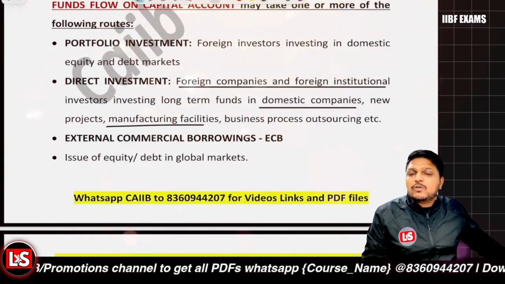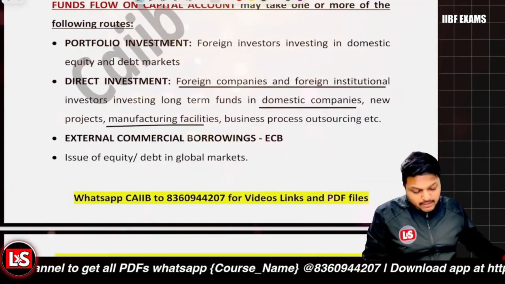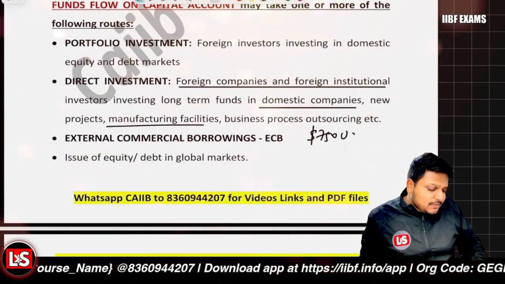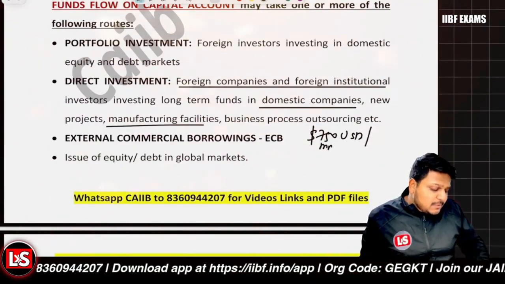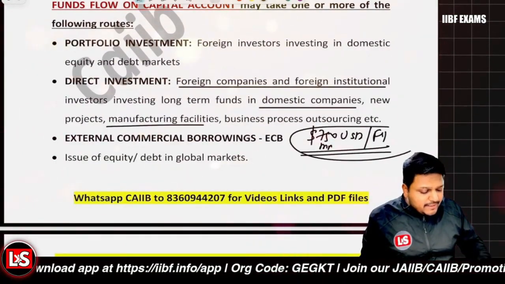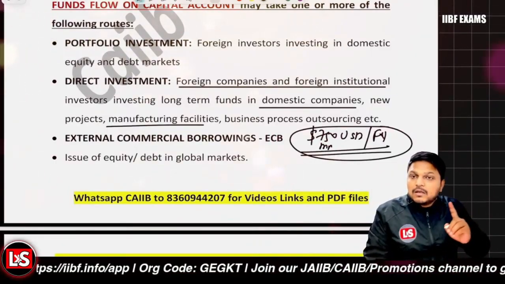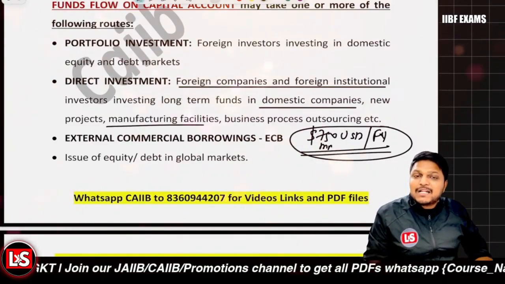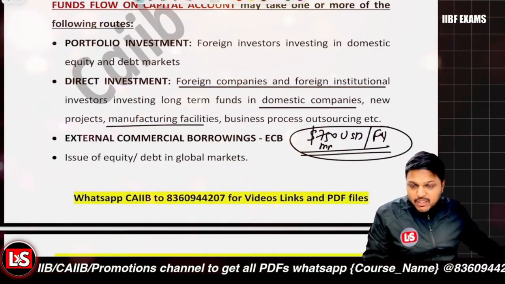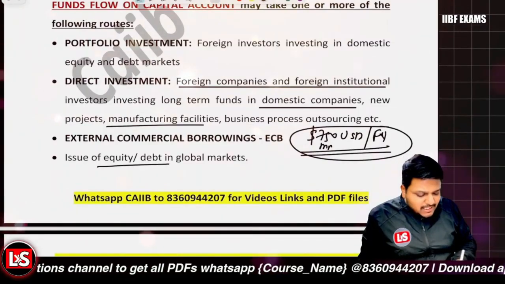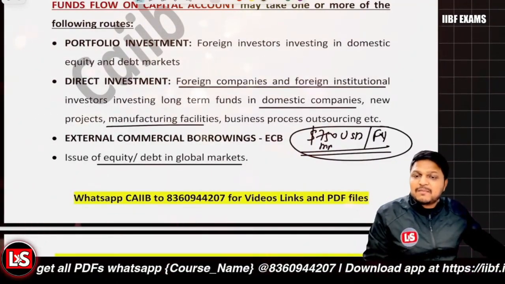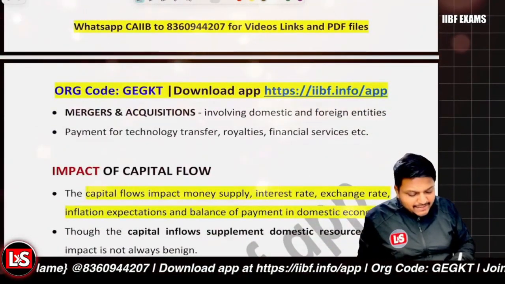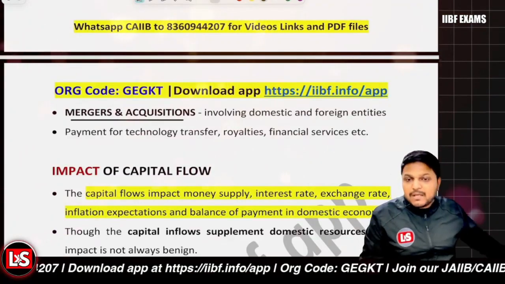And it is also related to the ECB, that is the external commercial borrowing. Like let's say through the automatic route, 750 million USD per financial year is allowed, that you can avail as external commercial borrowing, right? And that is also amounting to a capital account transaction, right? And also if equity or debt instruments are being issued in the global market, that is also a capital account transaction. And also it's related to mergers and acquisitions.